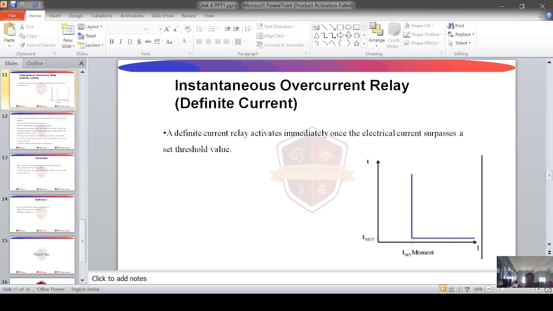Instantaneous overcurrent relay. This relay operates immediately when current exceeds a set value. There is no intentional time delay in operation. It depends only on current magnitude. So it provides very fast protection.